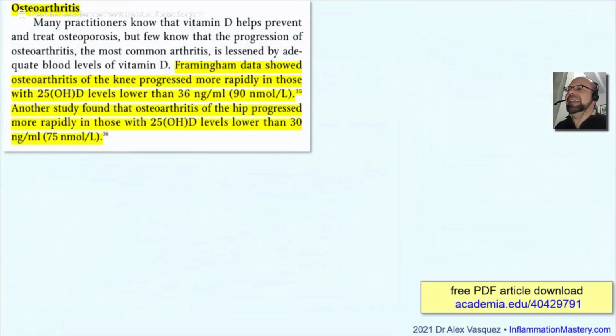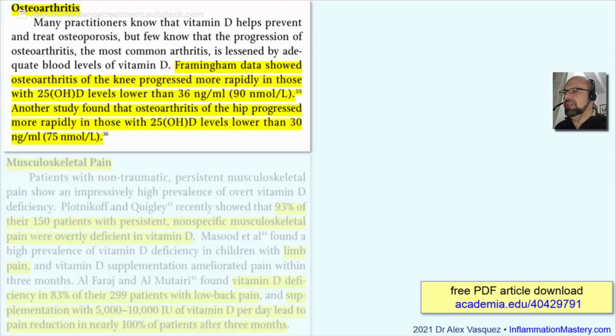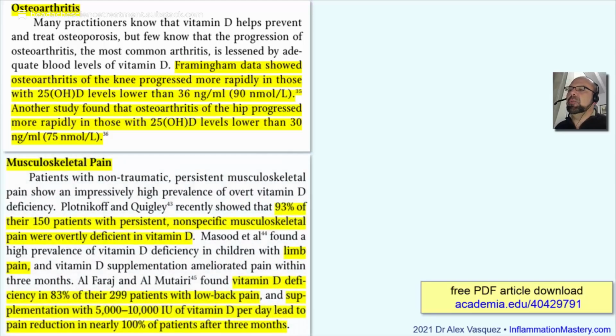So what I mentioned previously is accelerated osteoarthritis. Let's look at 2 sentences from that article, again from 2004. Data showed osteoarthritis of the knee progressed more rapidly in patients who were vitamin D deficient. Another study found that osteoarthritis of the hip progressed more rapidly in those with more severe vitamin D deficiency. Again, musculoskeletal pain, we want to think osteomalacia, we want to think subperiosteal edema. 93% of 150 patients with persistent nonspecific musculoskeletal pain were overtly deficient in vitamin D. This includes spine pain and limb pain.